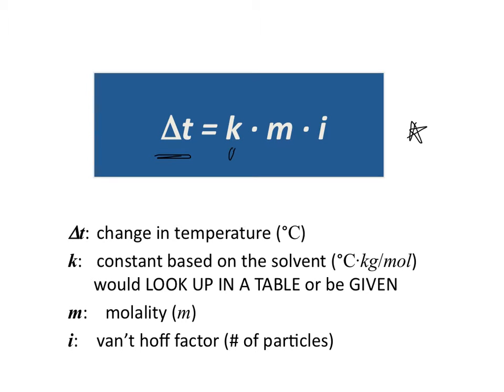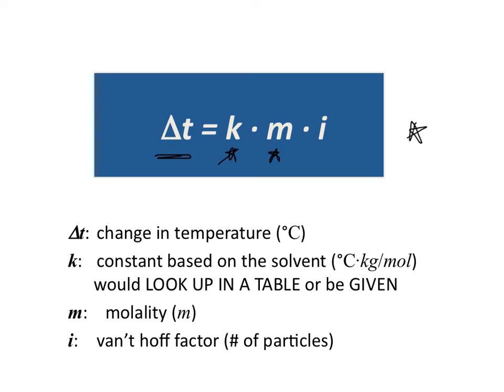K is a constant, and it's based on the solvent that's being used. So you're going to either look this value up or it's going to be given to you in the problem. M is your molality. And recall that molality is the moles of your solute divided by the kilograms of your solvent. And you would do that calculation to get your M value.